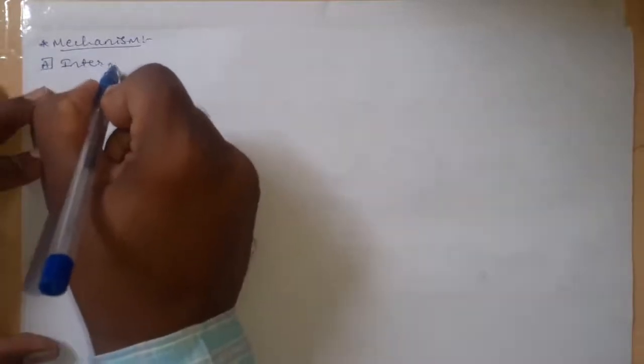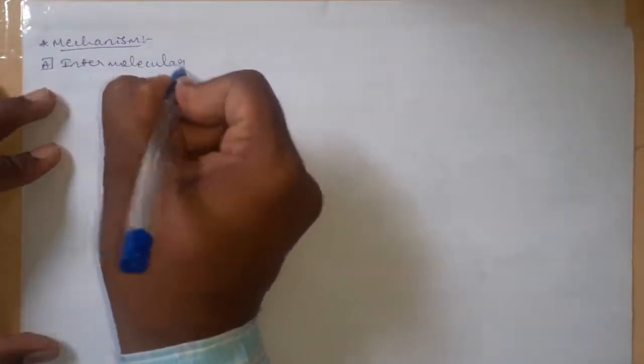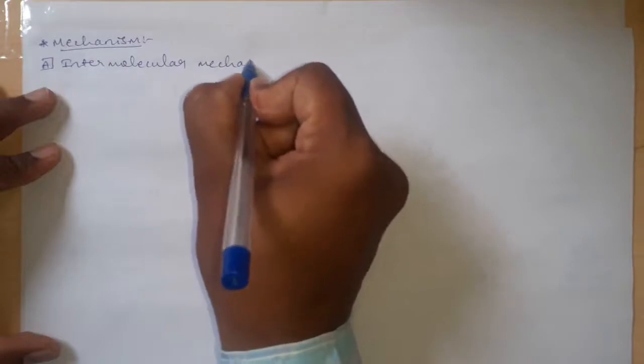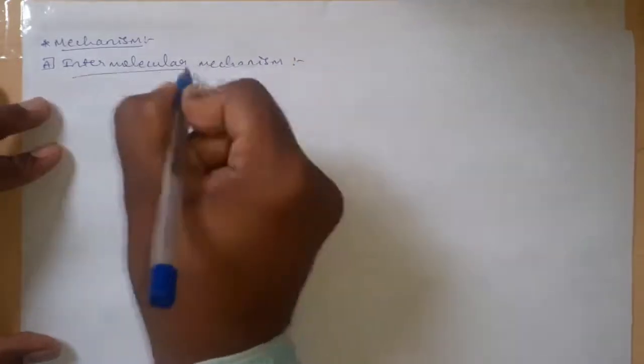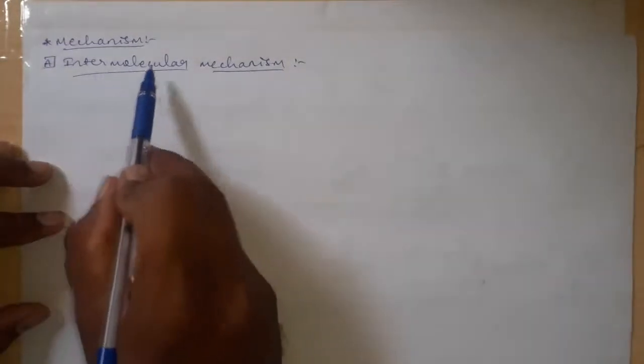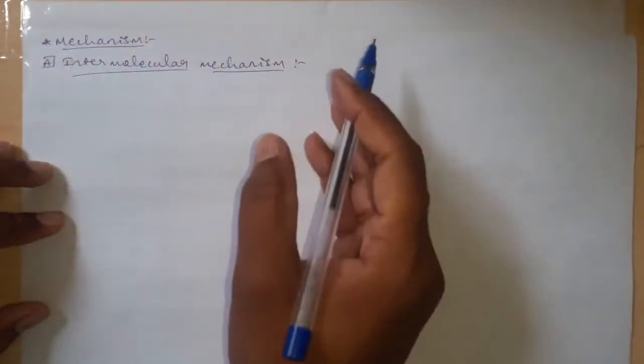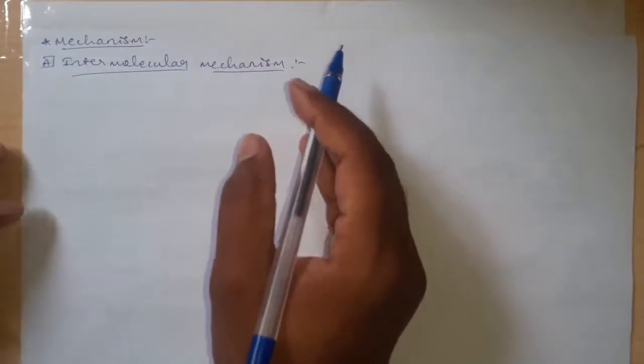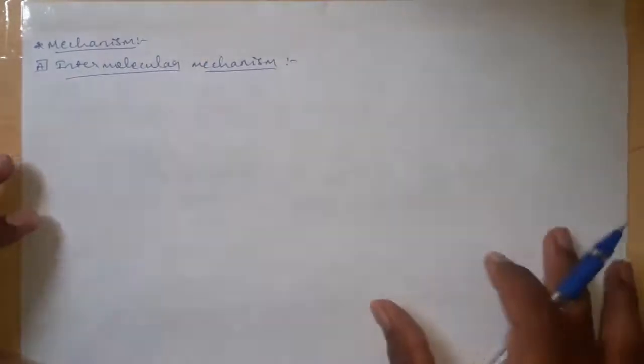Then now we will discuss the mechanism of this Fries rearrangement. And here the Fries rearrangement mechanism is not certain, meaning it contains two types of mechanisms. The first one is the intermolecular mechanism, and the second one is the intramolecular mechanism. First we will discuss this one, the intermolecular mechanism.